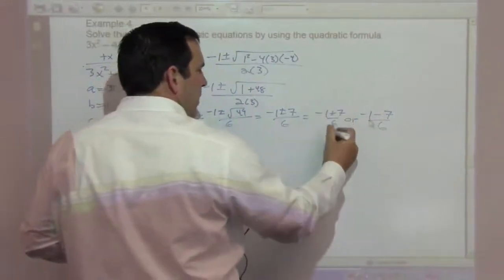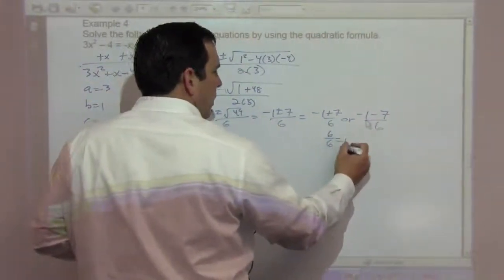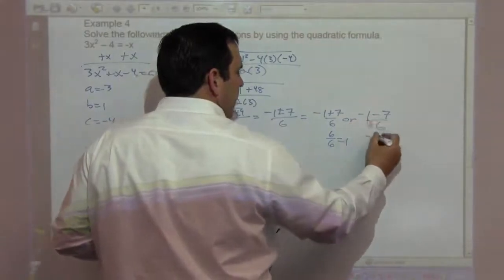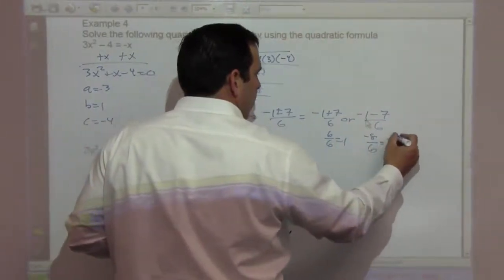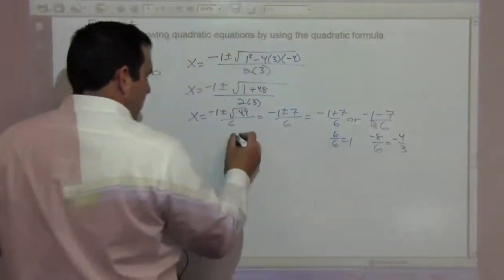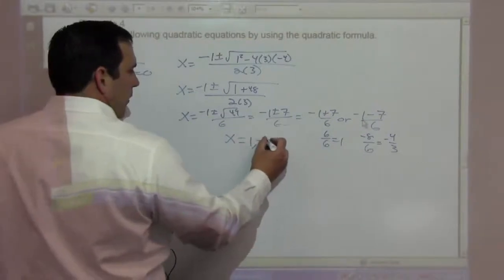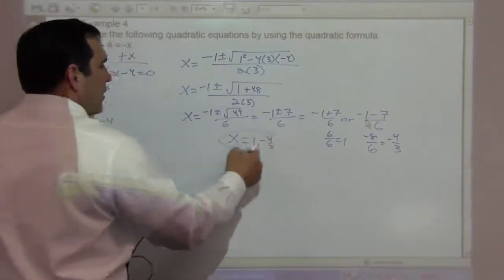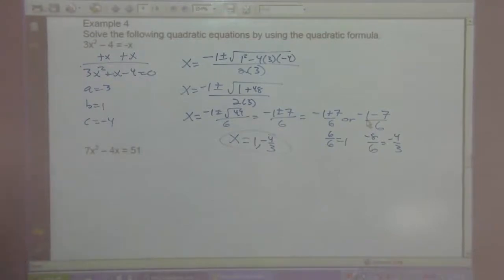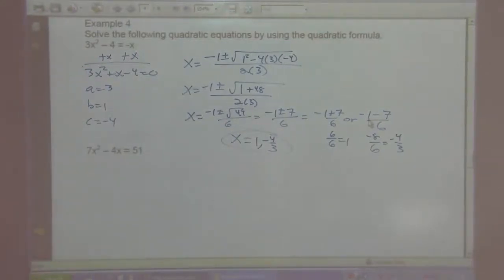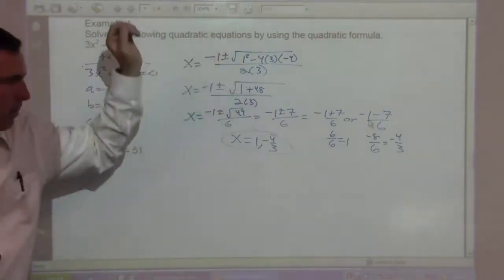Now negative 1 plus 7 is 6 over 6, which is 1. Negative 1 minus 7 is negative 8 over 6, which is negative 4/3. So x would be equal to 1 or negative 4/3. These are solutions to our original equation. So again, once we get everything to one side, we identify the a, the b is 1, and the c is negative 4. We put it into the formula, and boom.